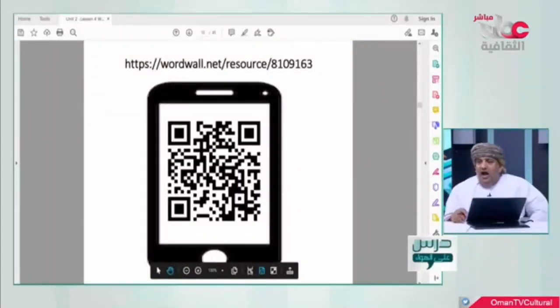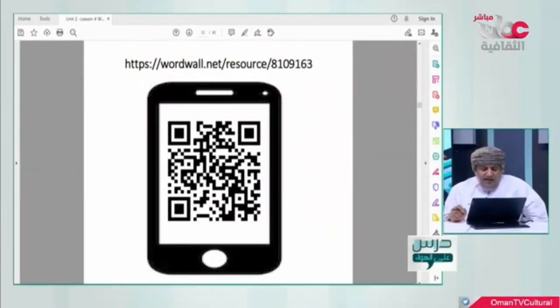Now I want you to play another game with me. So I want you to go to this website or use this QR code to play the game here. I give you 10 seconds to use this code.